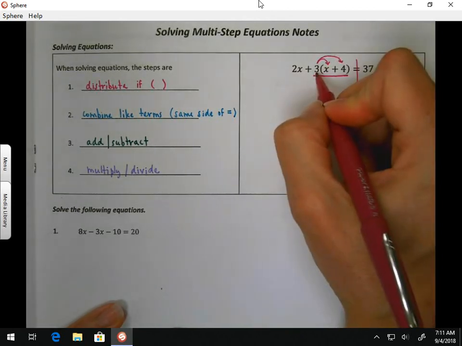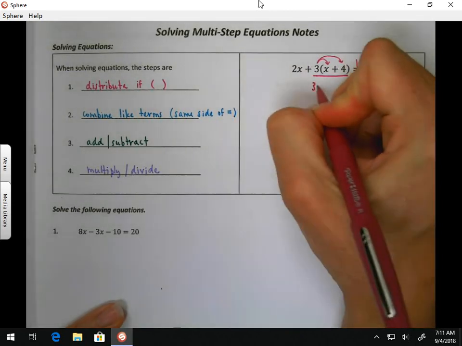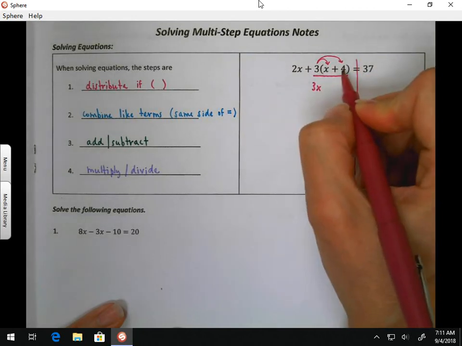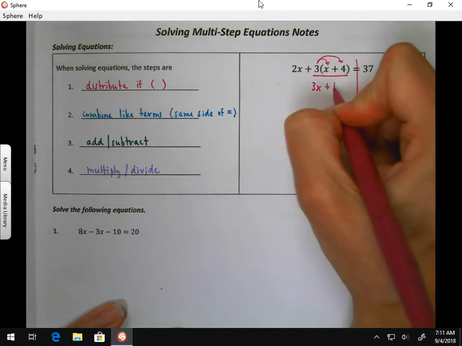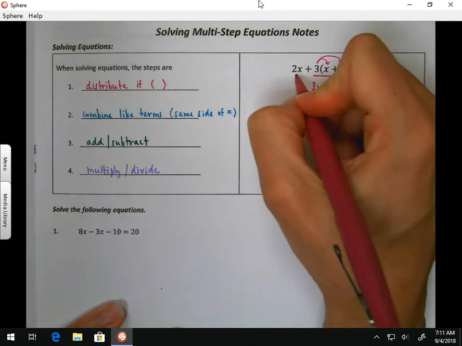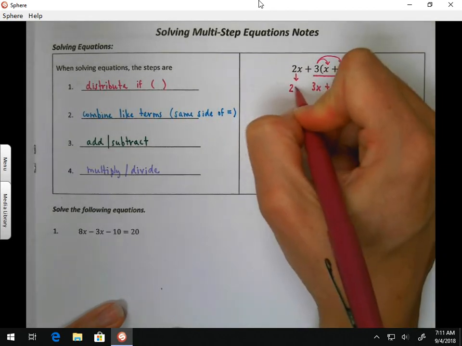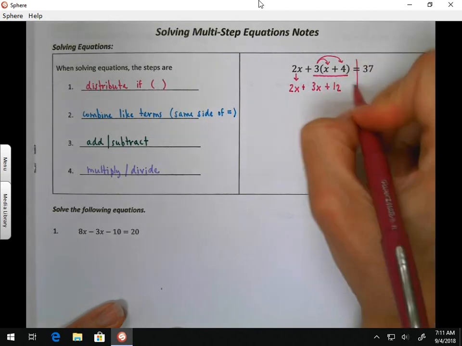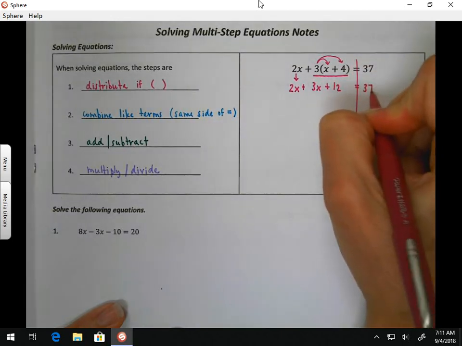I know I'm going to do 3 times x, which is 3x. 3 times a positive 4 is a positive 12. And then I'm going to go ahead and bring down my 2x. And I know over here I'm still equal to 37.